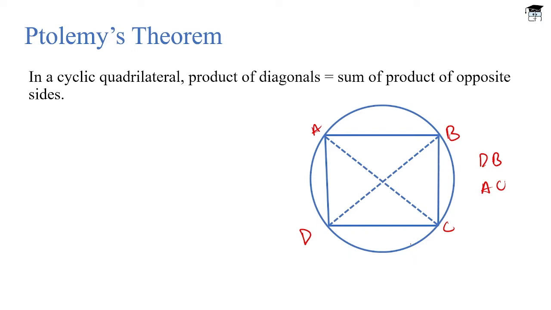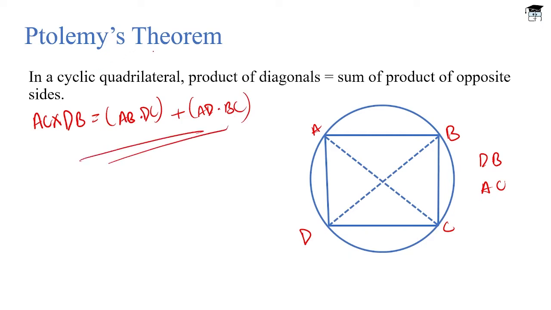Now Ptolemy's theorem, the P is silent here. Ptolemy's theorem says that in a cyclic quadrilateral ABCD, the product of diagonals, which means AC into DB, is equal to the sum of products of opposite sides. That means AB into DC plus AD into the other side, that is BC.